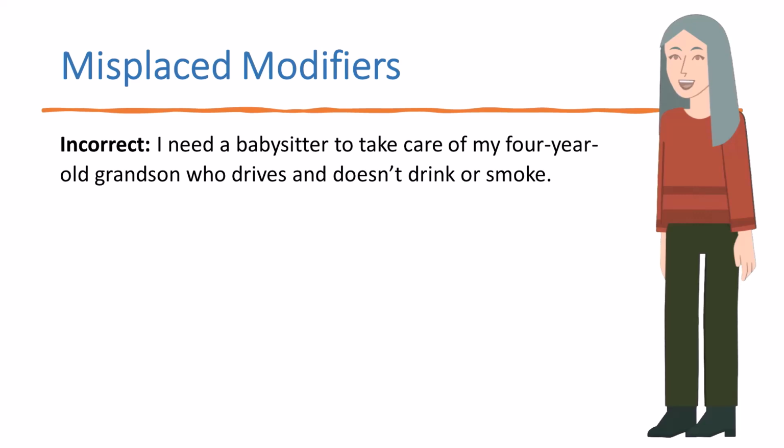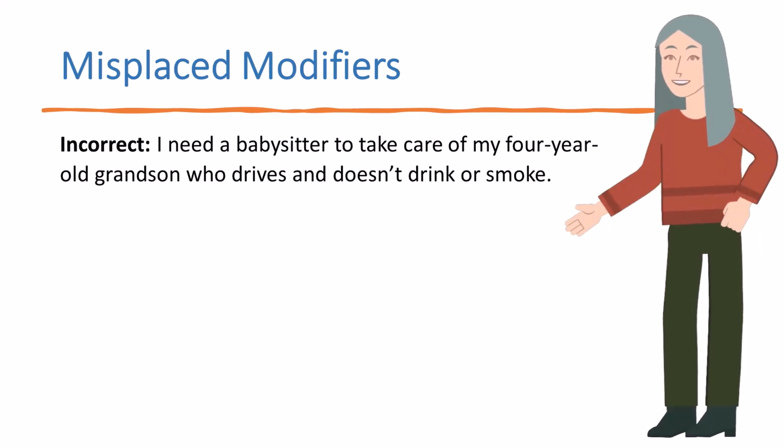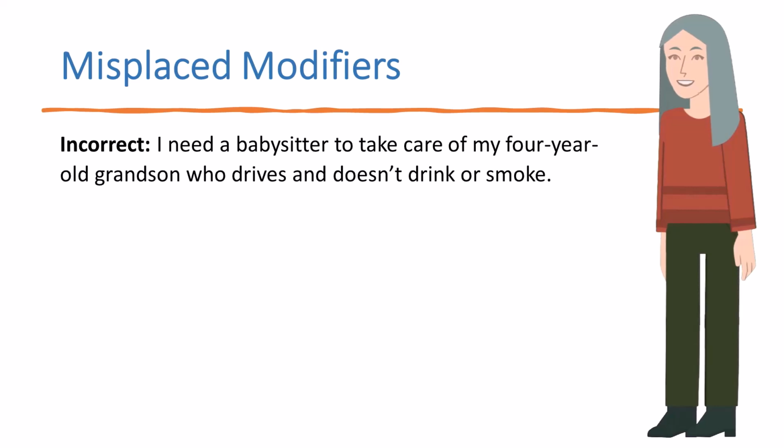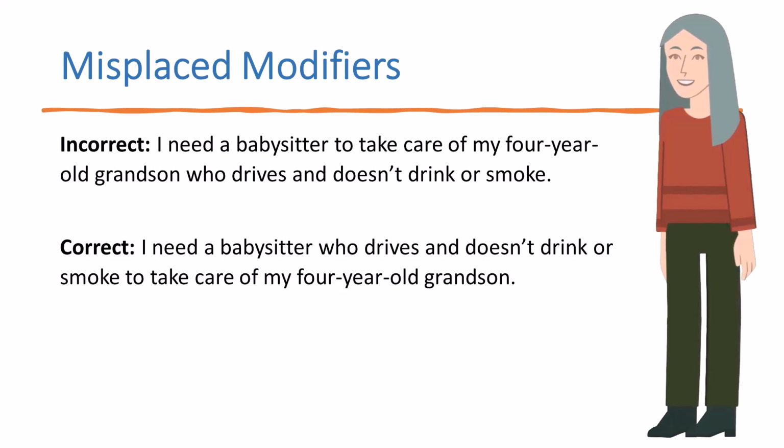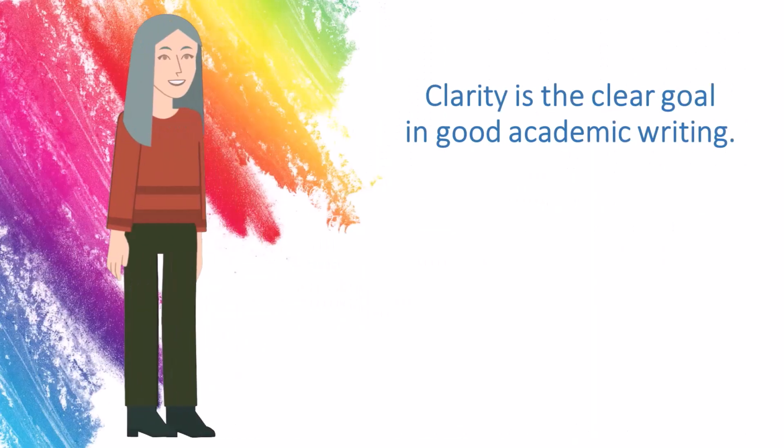I need a babysitter to take care of my 4-year-old grandson who drives and doesn't drink or smoke. My 4-year-old grandson is not actually that mature that he could drive. Let's try instead. I need a babysitter who drives and doesn't drink or smoke to take care of my 4-year-old grandson. Better. When you avoid dangling modifiers and misplaced modifiers, you create clear academic writing.